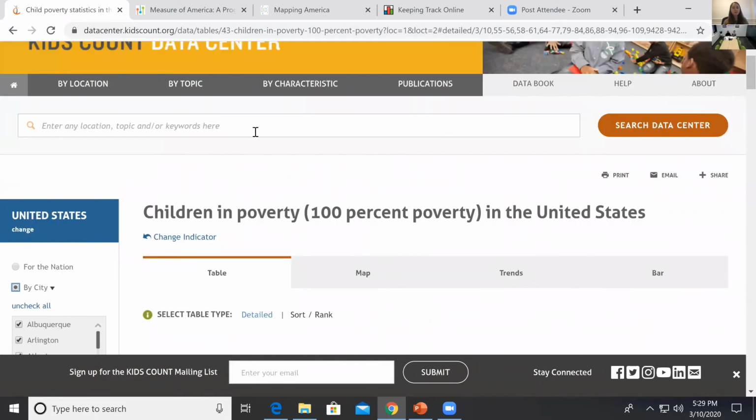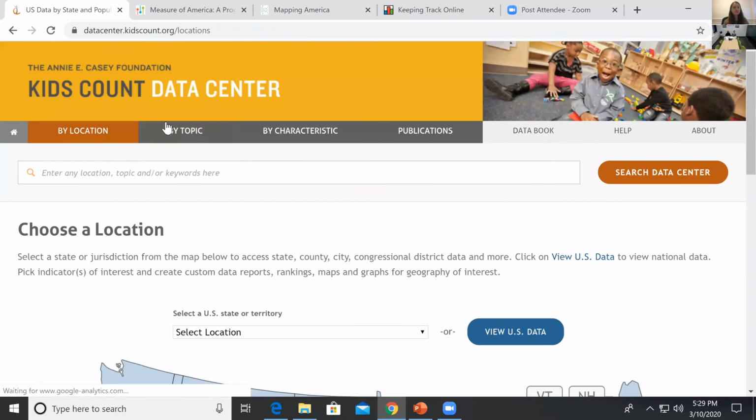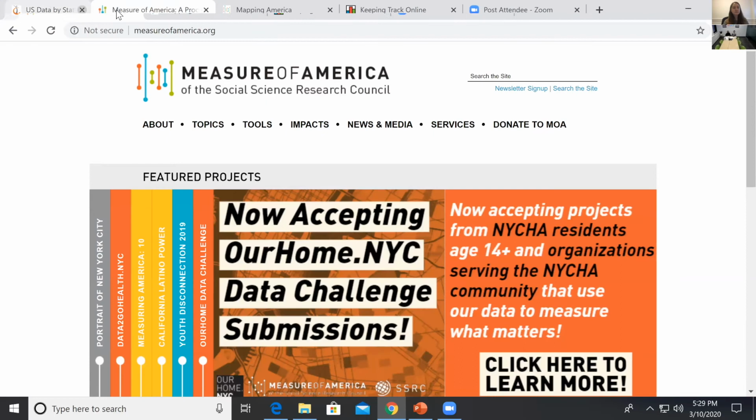Yeah, so definitely play. You can look by location, by topic, by characteristic. And then we'll take you next to Measure of America. I'm just gonna stay on this page. Let me just toggle back.